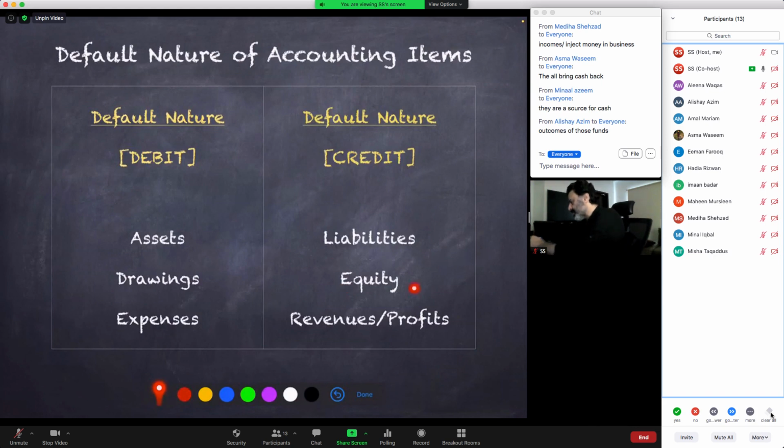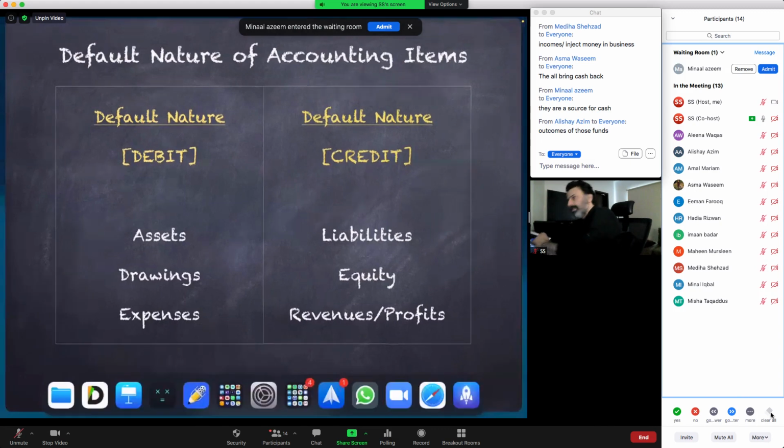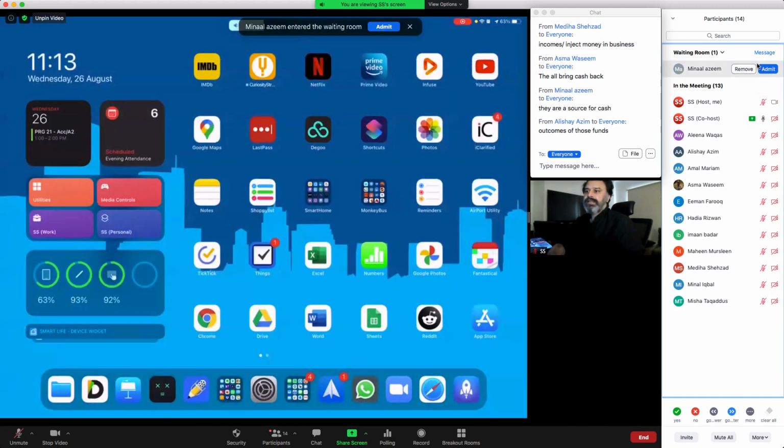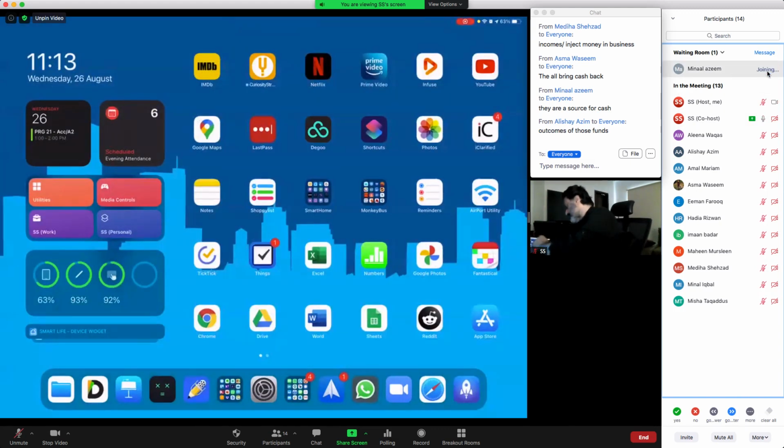Liabilities, equity, or profits and revenues they have a credit nature by default. Okay. And default nature for debit is assets, drawings, and expenses. Okay. So now we do some practice questions. We do some practice questions now.